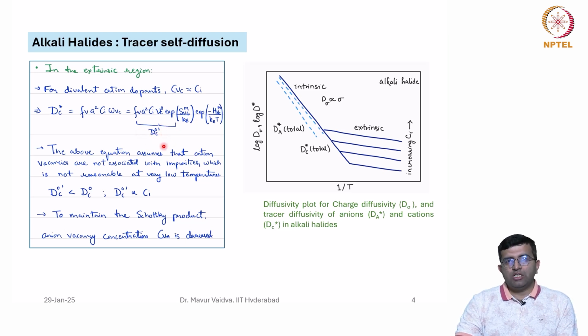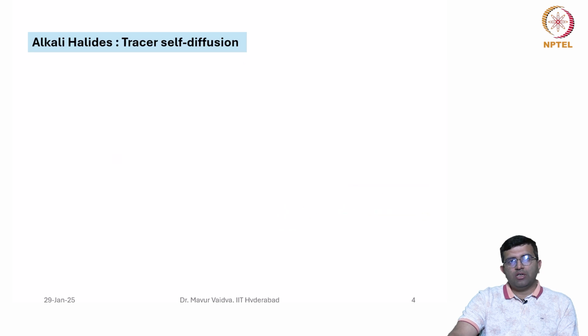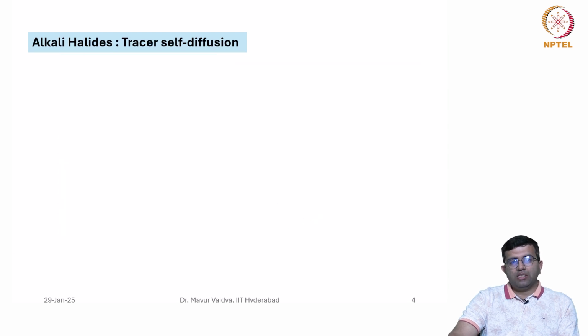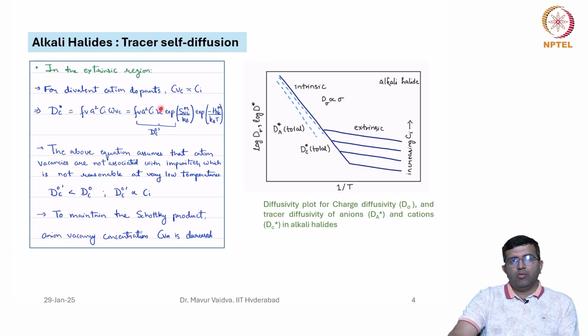What D naught C prime means is, it is the D naught for the cations when an extrinsic impurity or a dopant is present. So, in the extrinsic region, what is the D naught? And similarly, if you see the previous slide, this is the D naught C, which is the D naught in the intrinsic region, and we can see, because you are multiplying this product by this factor Ci, that the D naught values are decreasing.